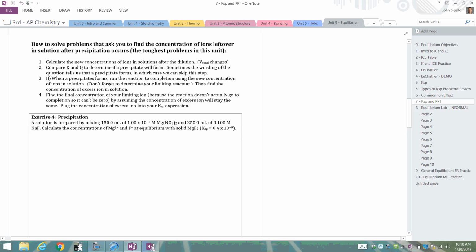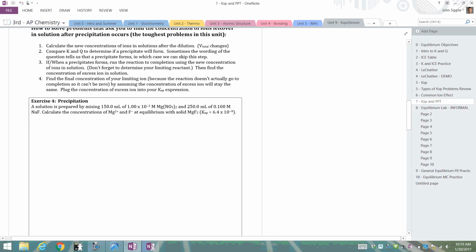Like in this problem here, they give us a solution. We're going to pour these two solutions together. They want us to calculate the concentrations of magnesium and fluoride at equilibrium. So they're actually telling us we're going to get a precipitate to form here, and then we have to calculate the different concentrations at equilibrium. We'll walk you through this one. This is as hard as it can get, but it's not too terrible.